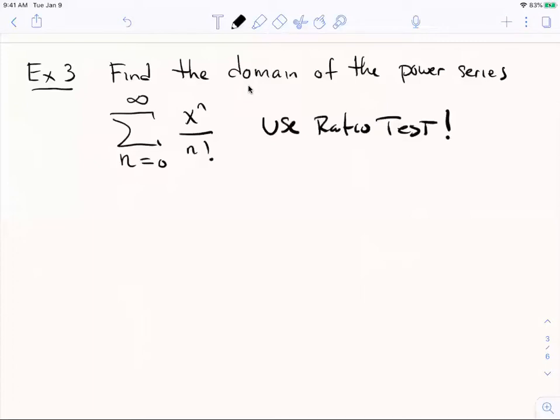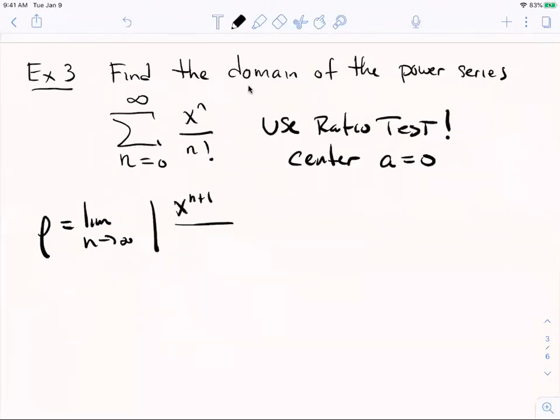Can you see the center? What's the center of this power series? It's x minus what to the n? Here the center is, can you say it? 0. This power series is centered at 0. Ratio test. I'm going to take a look at the limit as n goes to infinity of the absolute value of the nth plus first term, replacing n with n plus 1, divided by, I'm going to multiply by the reciprocal of the nth term.